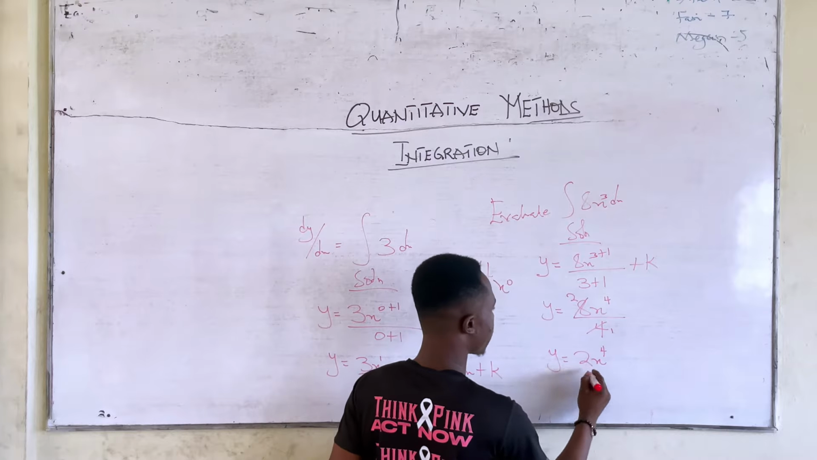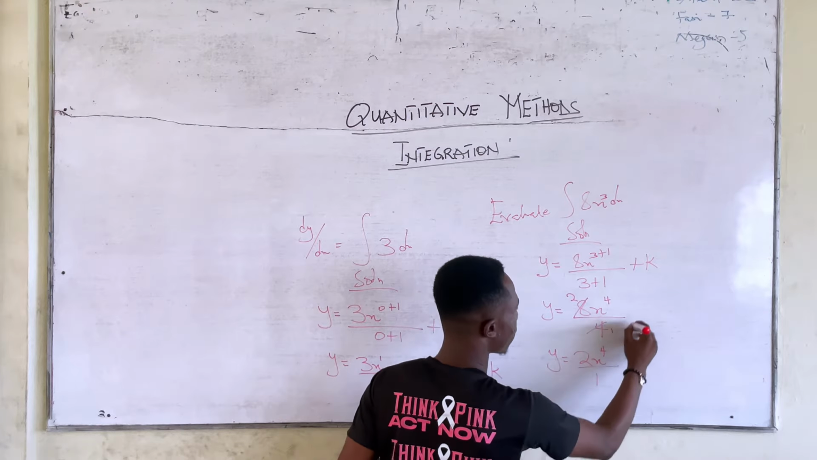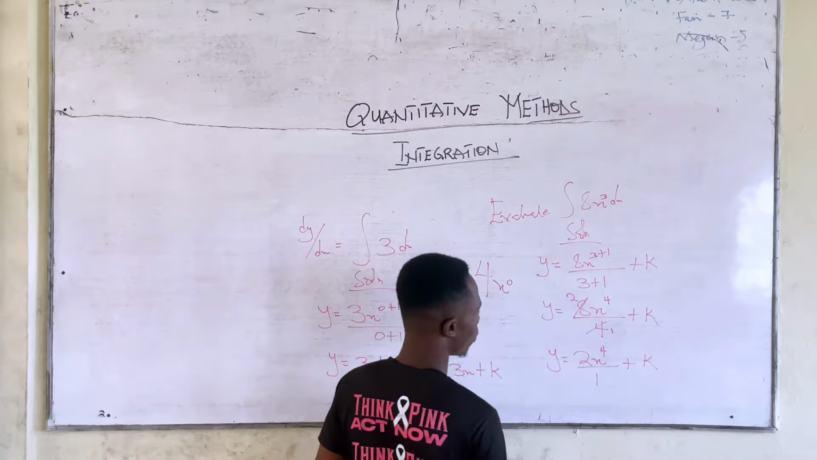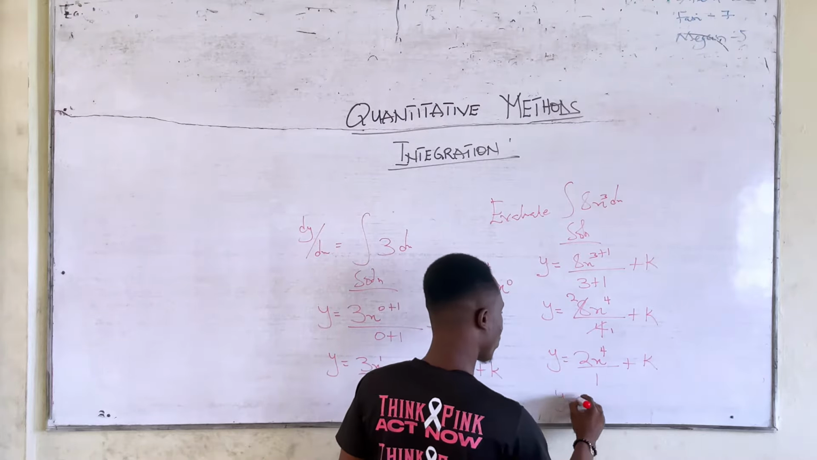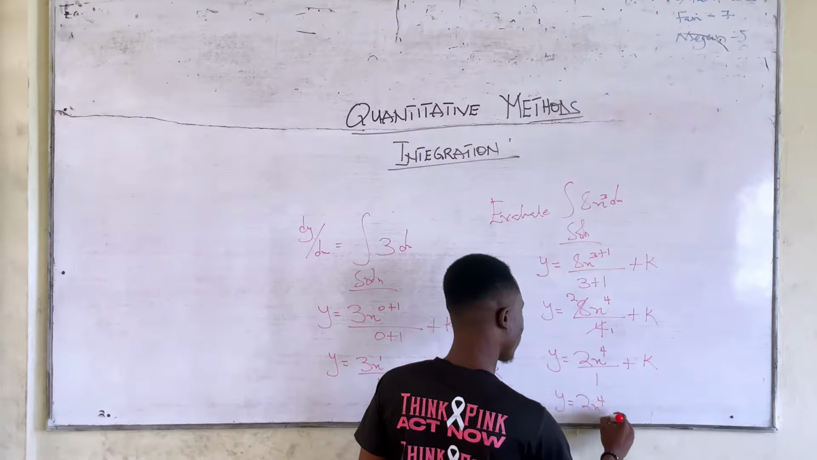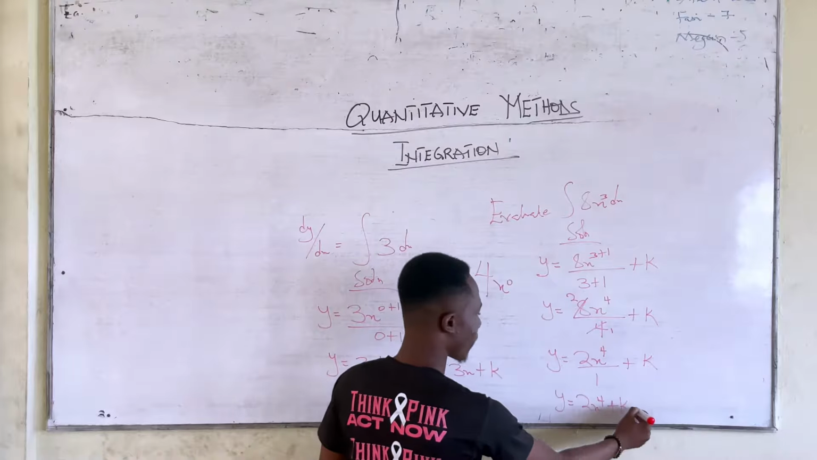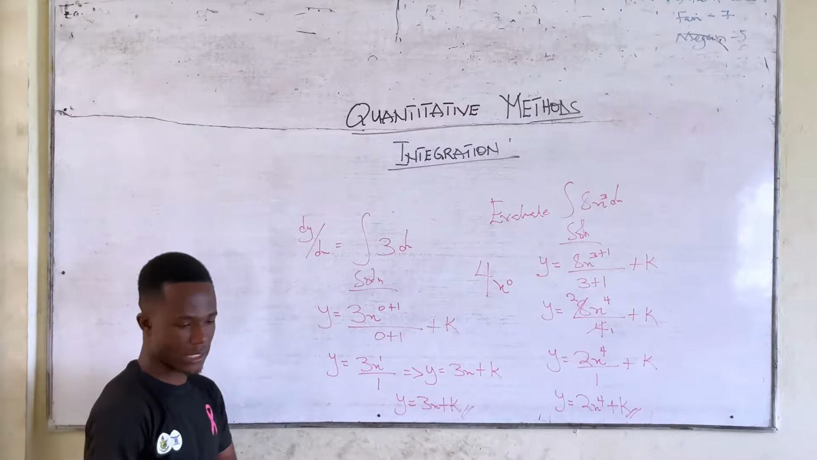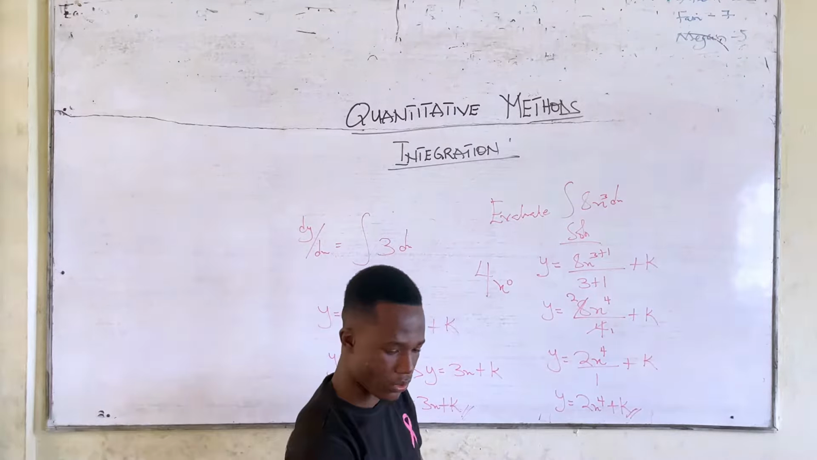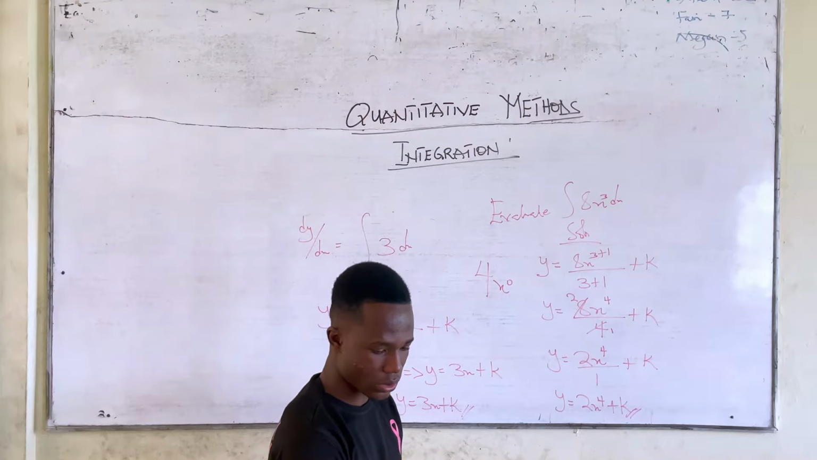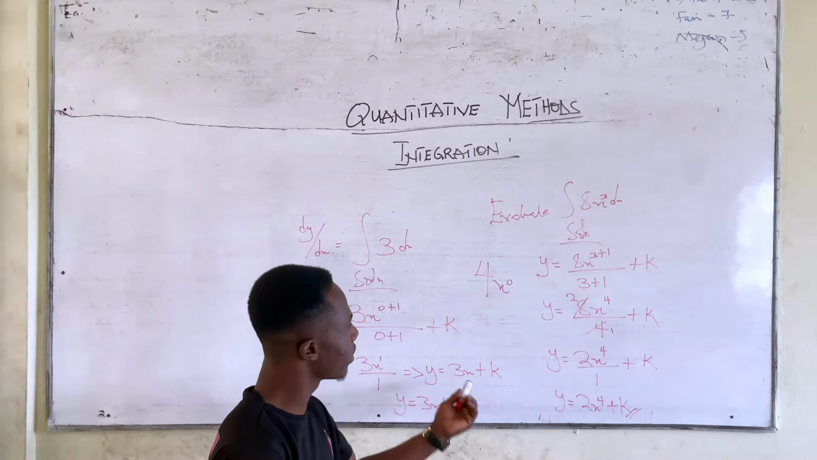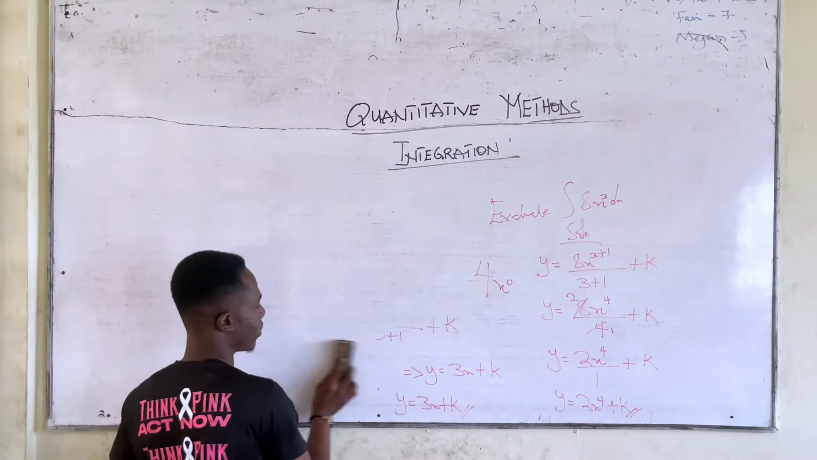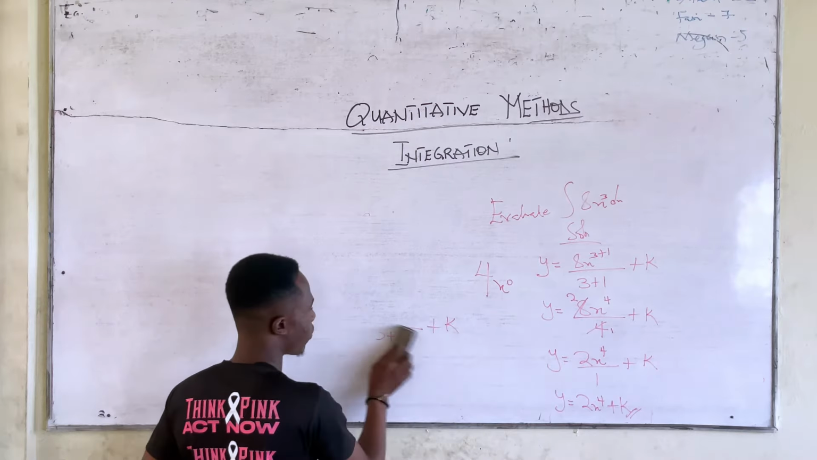2x exponent 4 divided by 1 plus k. Okay. So your final answer is y is equal to 2x exponent 4 plus k. This is the final answer. And so that is the integration we are talking about. So let's move on and solve one complex question. Then we do a little application on question. Then we are done with integration.